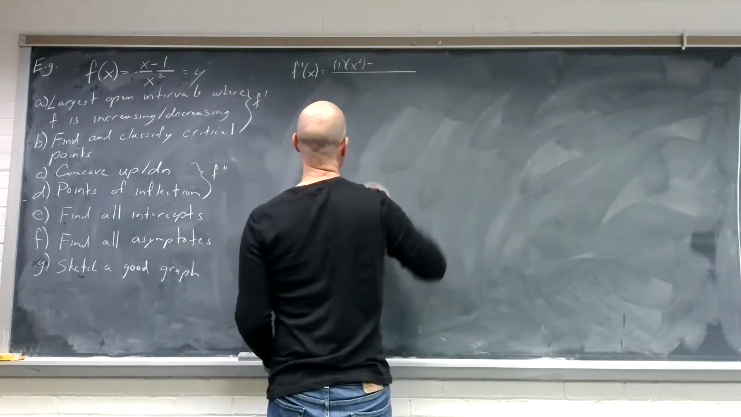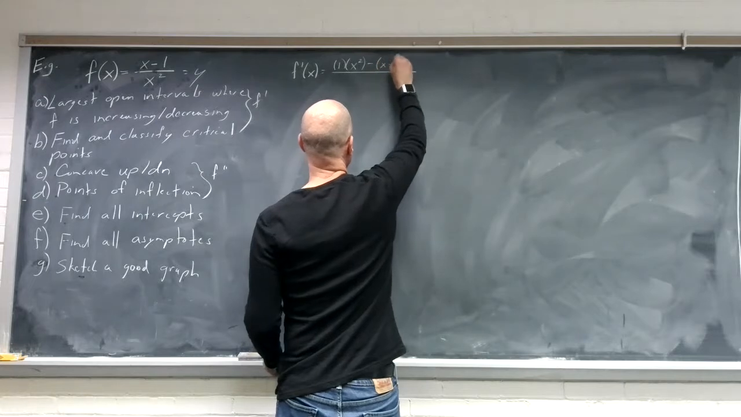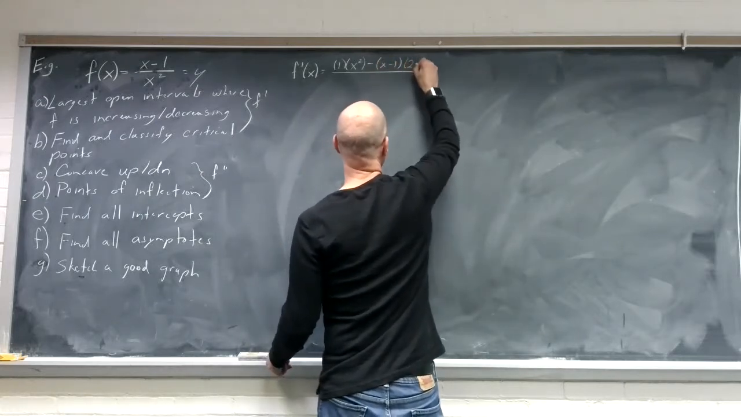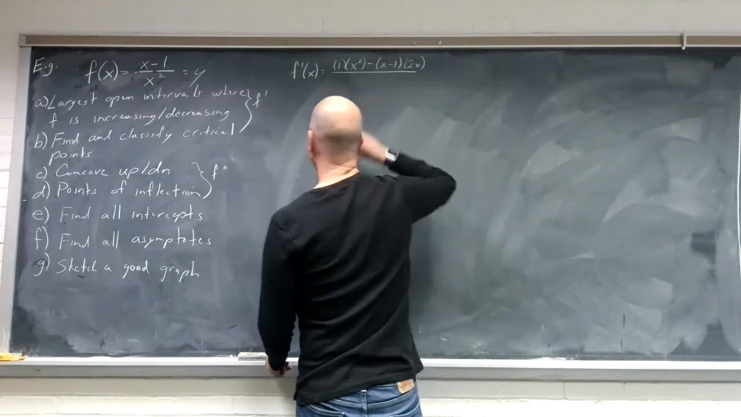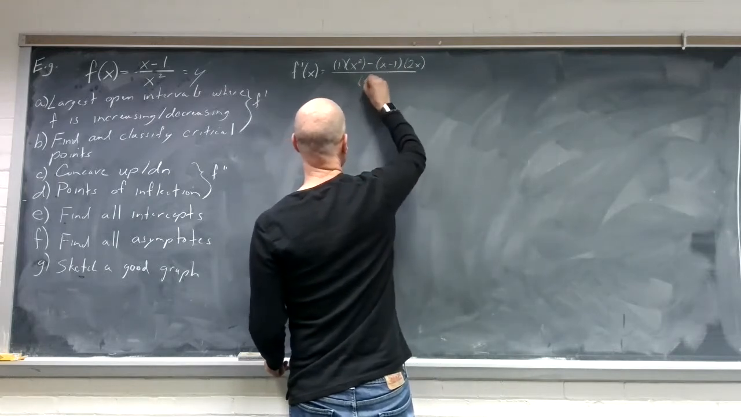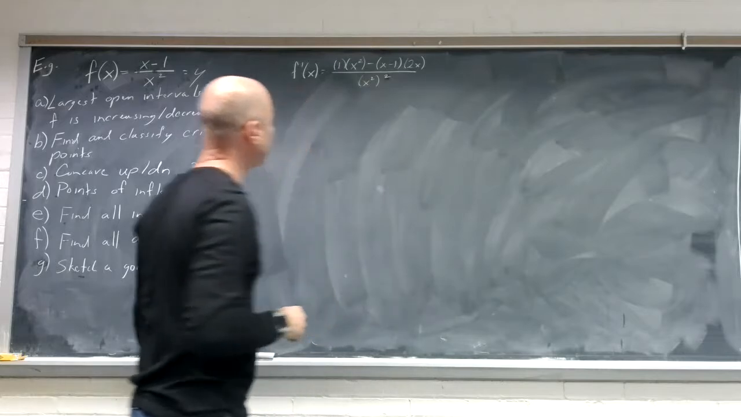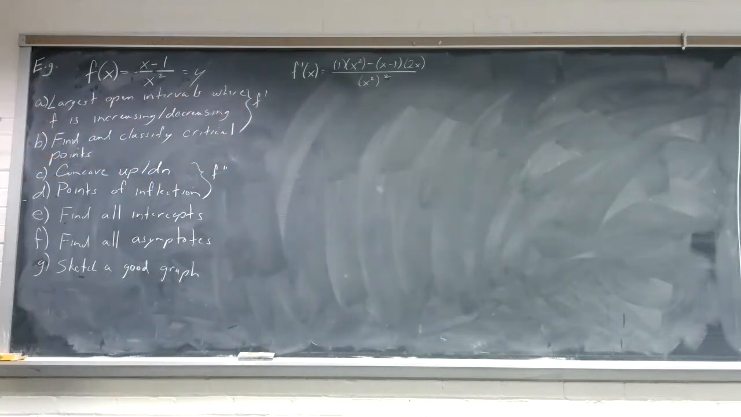Minus the top exactly as it is. X minus 1 times the derivative of the bottom. Derivative of the bottom is just 2x. All over the bottom squared. So that's x squared squared. Let's go ahead and do some simplification there.